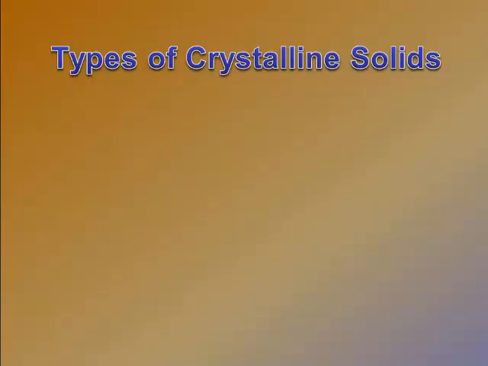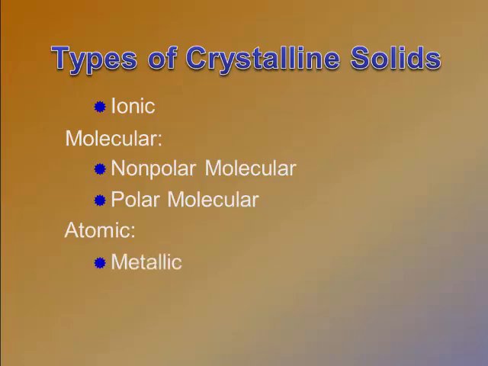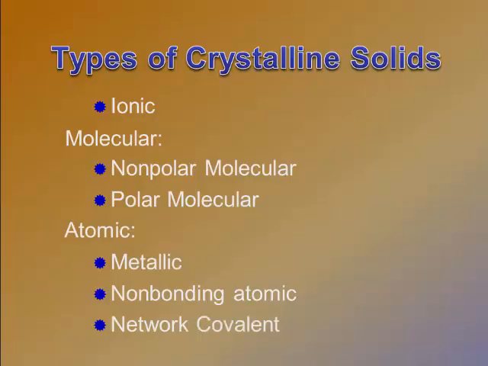There's 6 types that we'll talk about based on what type of particle exists at the lattice points in the lattice. Ionic solids, molecular solids, which can be nonpolar or polar, and 3 types of atomic solids: metallic, non-bonding atomic, and network covalent solids.